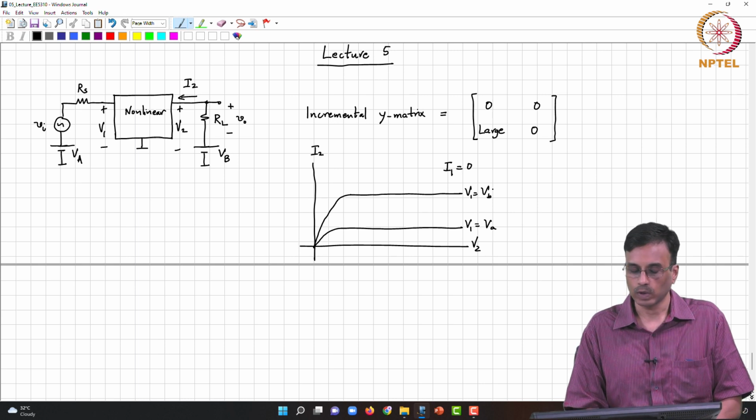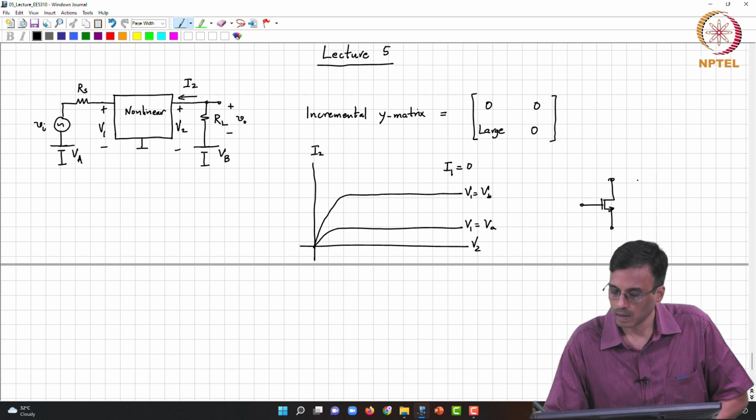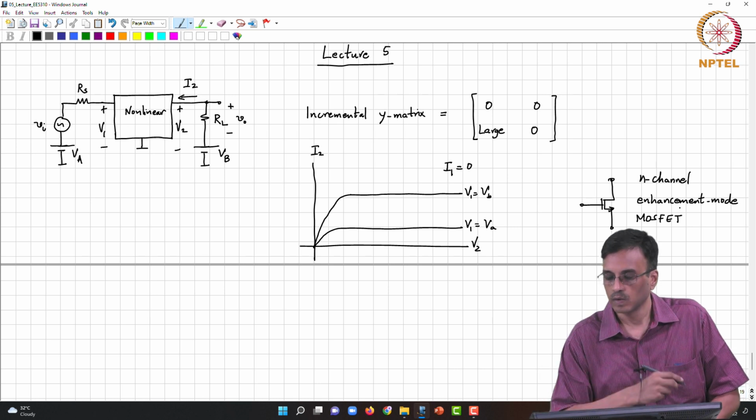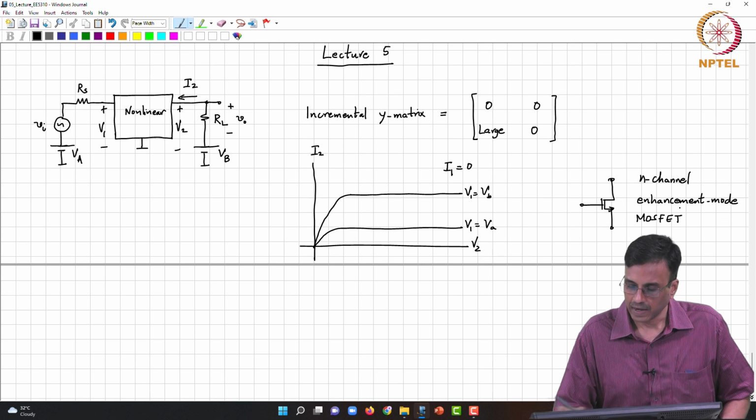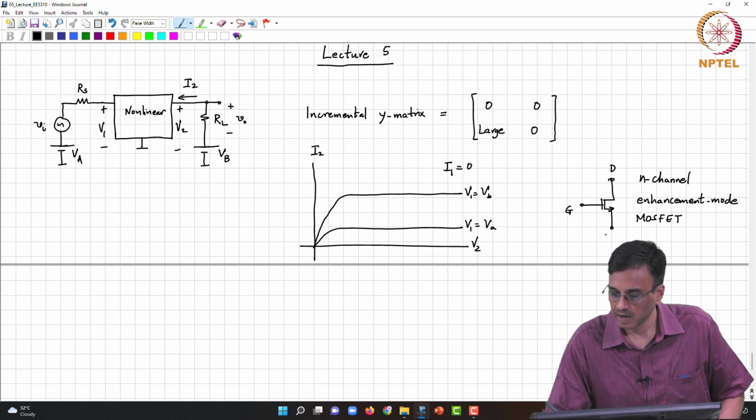capital V1. And one of the devices that exhibits this kind of behavior is the N channel enhancement mode MOSFET. As far as we are concerned, we are only interested in the IV characteristics of this box, and so this is the drain, this is the gate, and this is the source.